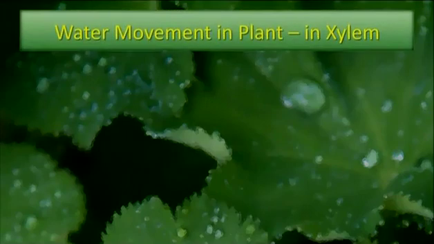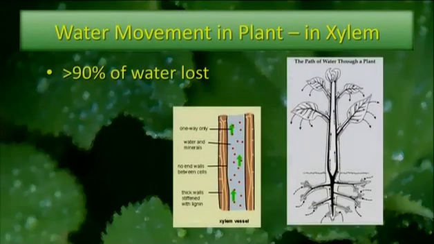Now water movement in plants happens, remember, in the xylem. More than 90% of the water that the plant takes up through the roots is actually lost through transpiration. Remember transpiration we talked about before? The evaporative loss of water through the stomates of the leaf. So here we see that water in a xylem vessel goes in one direction, from bottom to top. The path of the water through a plant is from the roots into the stems and into the leaf and out of the leaf through pores in the leaf called stomates.